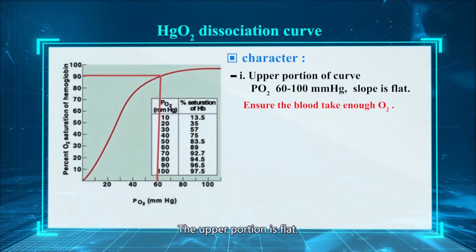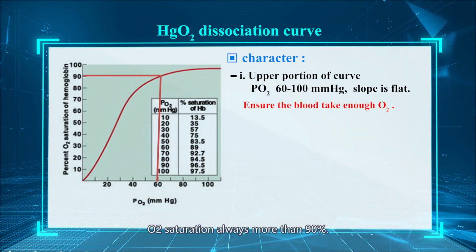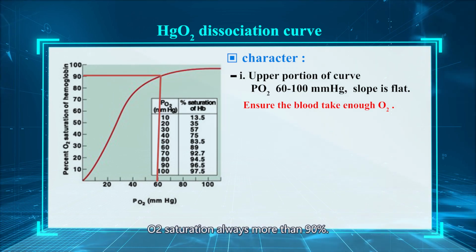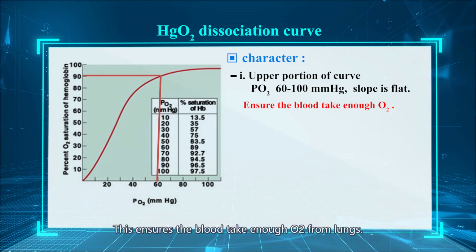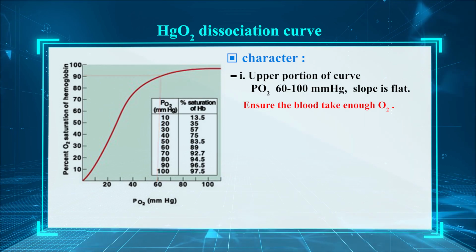The upper portion is flat. When the partial pressure of oxygen is not less than 60 mmHg, oxygen saturation is always more than 90%. This ensures the blood takes enough oxygen from the lungs.